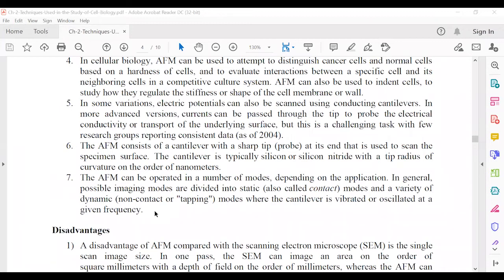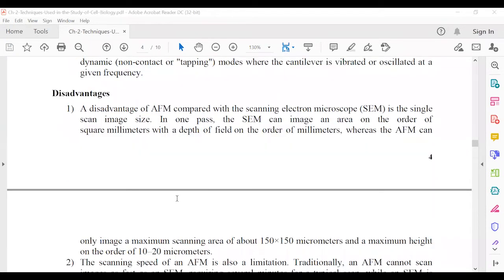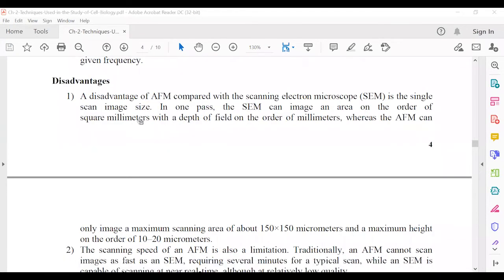We want to use this technique in different modes for detection of different levels of particles and different sizes of particles in a high resolution. Some disadvantages are also found in this technique. The disadvantage of atomic force microscopy compared with scanning electron microscopy is the single scan image size. When it is differentiated from electron microscopy, it shows a single scan image size.